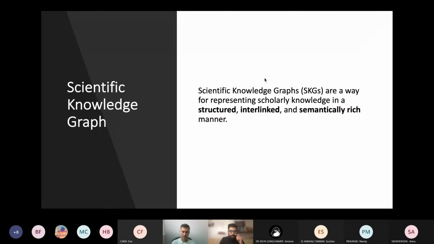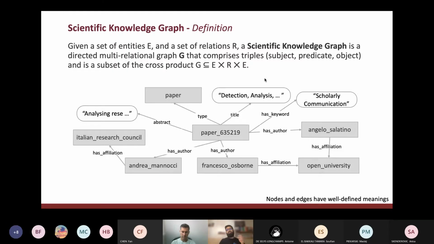So here I want to stress that scientific knowledge graphs are a way of representing scholarly knowledge in a structured, interlinked, and semantically rich manner. So potentially all links have a meaning, all entities are interlinked, and there is structure in there. So this is the real power of scientific knowledge graphs. But now let's get into the definition of scientific knowledge graphs, because what we have been seeing so far is just showcasing and examples.